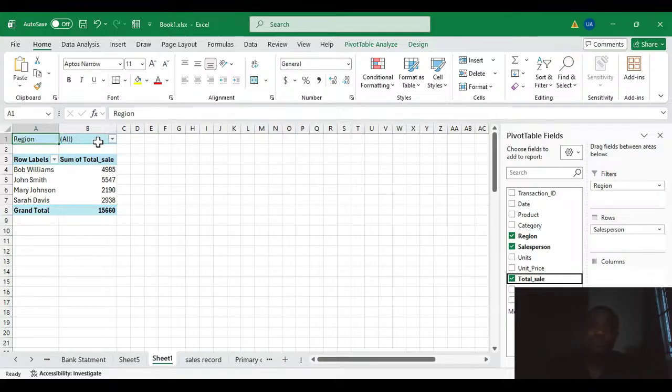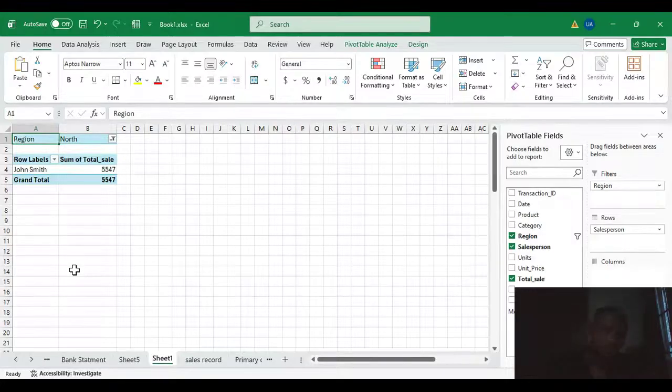Now, I want to know who has the highest number of sales in the north region. So I'll just come here and filter my item here. So I want to see north region. I'm going to remove this other region. I only want north region, so I'll choose this option here. Now, from what I'm seeing here, John actually has the highest in the northern region. In fact, not just the highest, John is the only person selling in the north region.